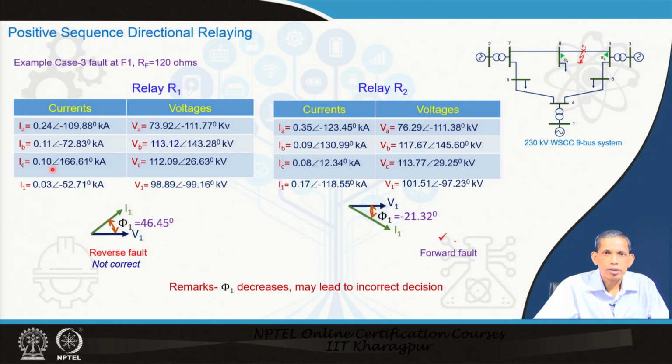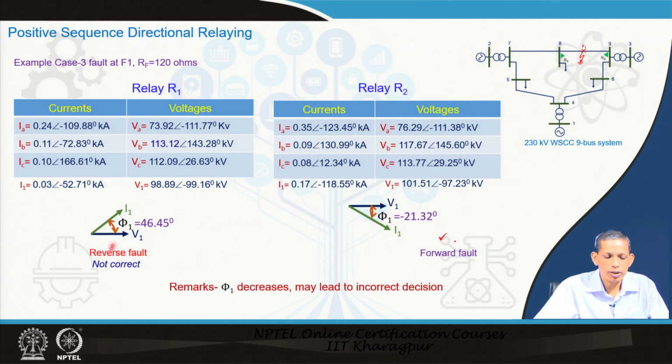Current sets are available here, the corresponding positive sequence current with a minus 52.71, and the corresponding voltages VA, VB, VC, V1, with minus 99 point something. So, we see that minus 52.71 plus 99.16 gives you 46.45 degree. So, the angle is a positive angle. Positive angle means reverse fault, but this is not correct. R1 should see it as a forward fault.